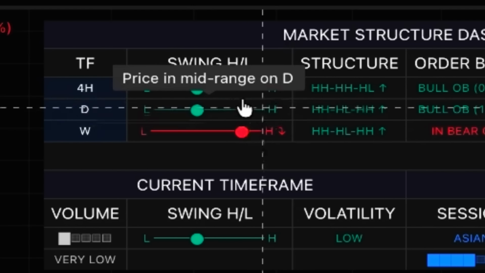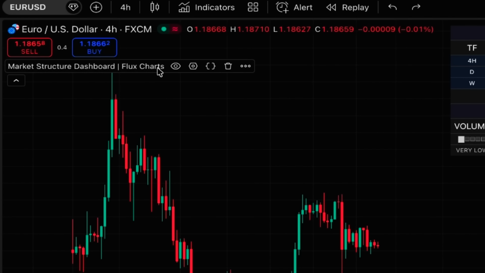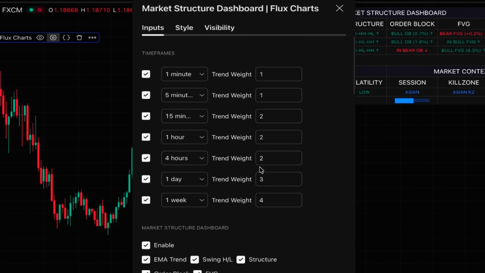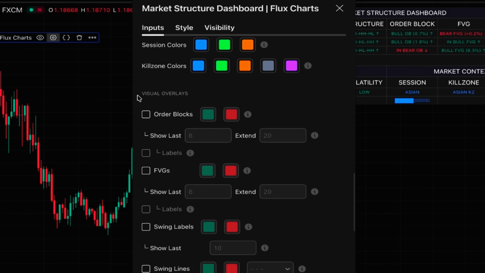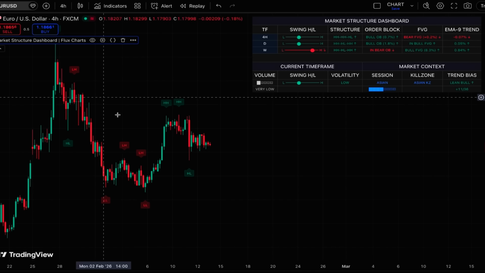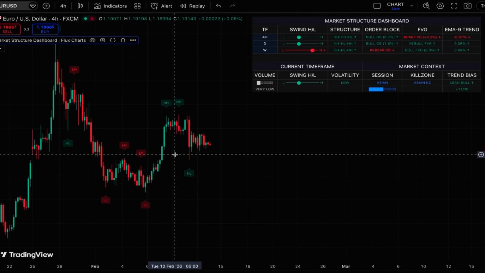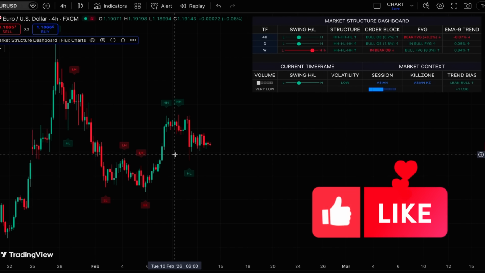Here in these columns, we have information about recent swing highs and swing lows on the chart. If we go to the settings of the indicator and scroll down, here we have settings for visual overlays, and here we can turn on swing labels, so higher highs, higher lows, lower highs and lower lows are shown on the price chart for the recent swings of the price. And as you know, they are used for identifying the structure of the market.